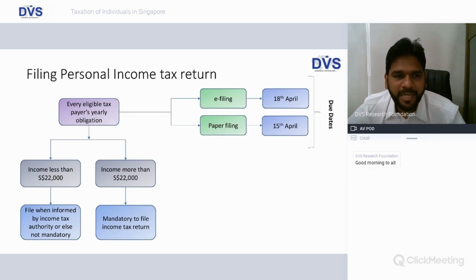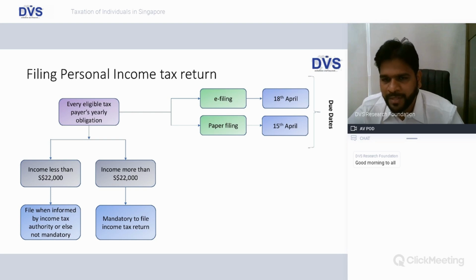Filing personal income tax, as you know, is every eligible taxpayer's obligation at the end of the year. There is a deadline in the following year by which tax filing has to be done. Tax filing can be done in two formats. One is e-filing, which was newly introduced from the assessment year 2016, and a paper-based filing, which has also been there all these years.